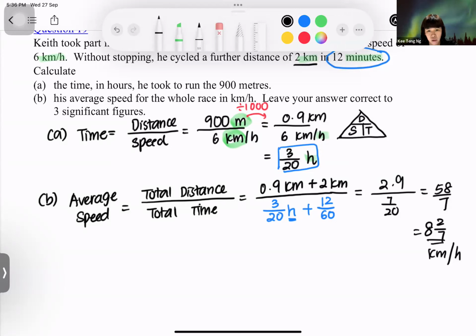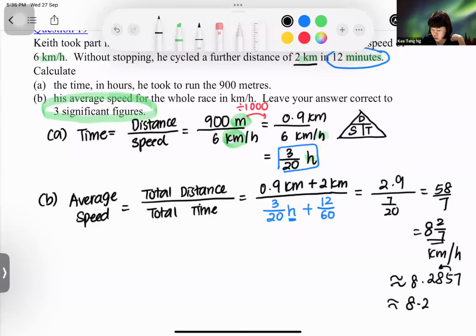This kind of question, put in fraction, right? For this kind of speed time graph or whichever, put in fraction. But the question here say 3 significant figures. If the question never say, I'll put the exact, I'll write the fraction. But now, because the question say 3 significant figures, then I round this off to 8.2857. 3 significant figures will be 8.29 kilometer per hour.